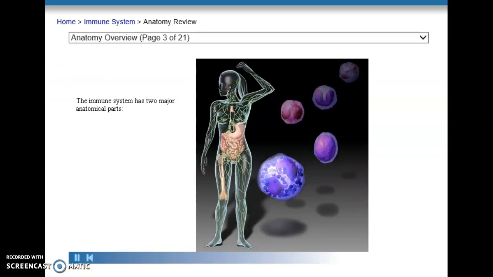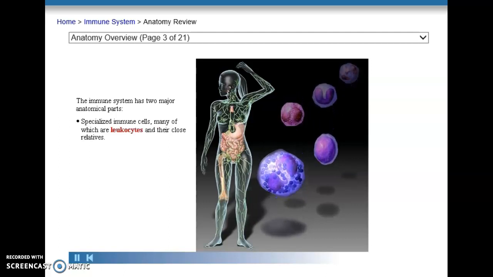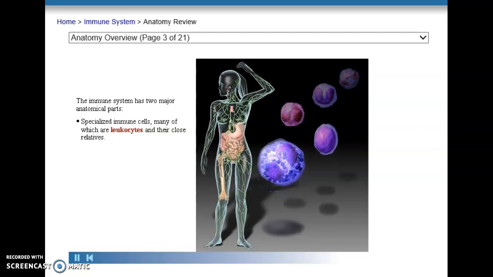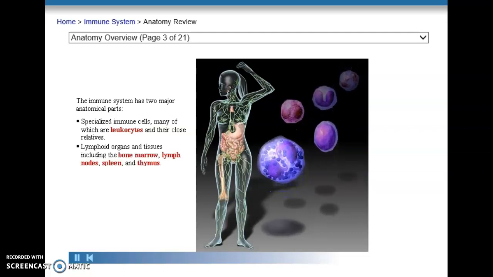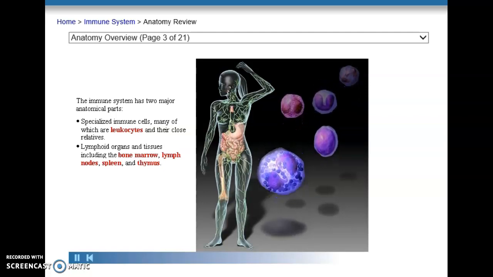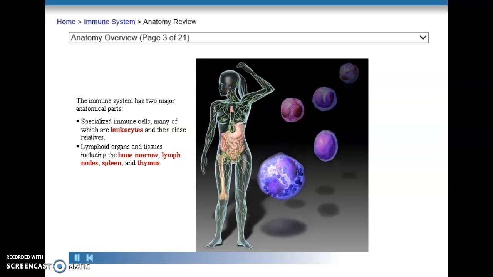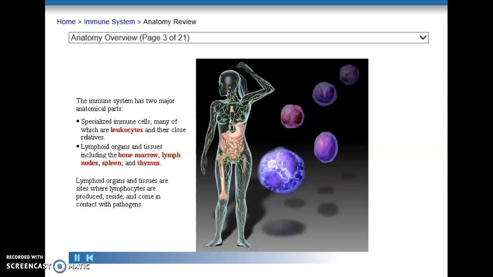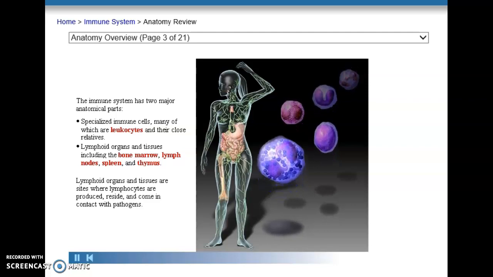The immune system has 2 major anatomical parts. The first consists of specialized immune cells, many of which are leukocytes, also known as white blood cells, or their close relatives. The second part consists of lymphoid organs and tissues, including the bone marrow, lymph nodes, spleen, and thymus. Lymphoid organs and tissues are the sites where lymphocytes are produced, reside, and come in contact with pathogens.